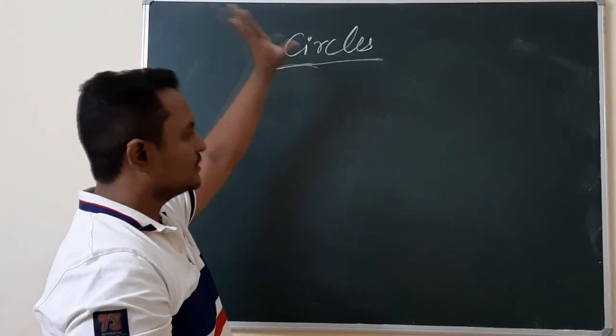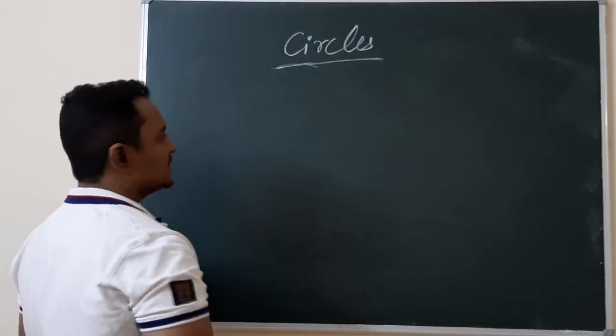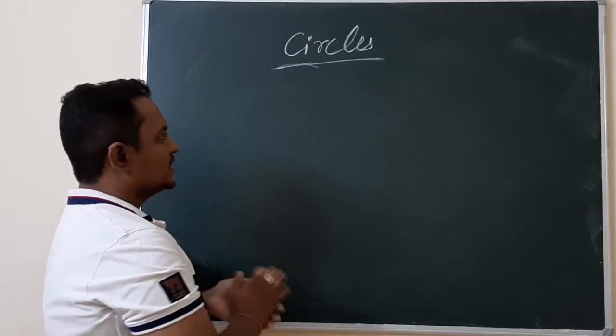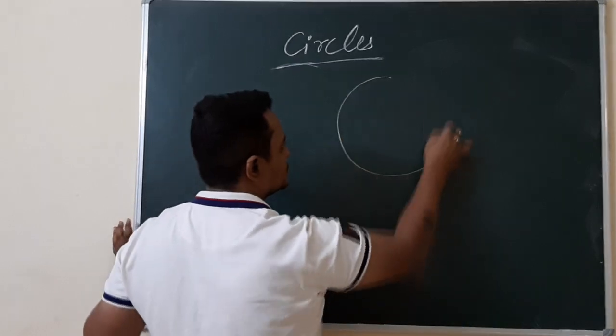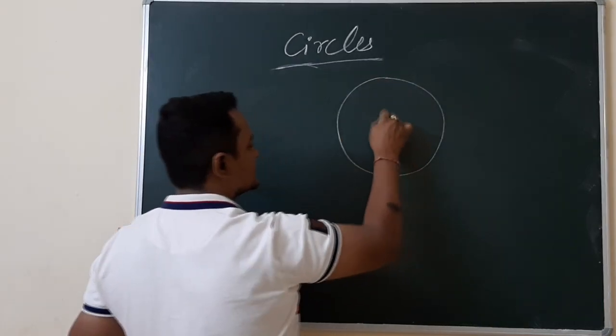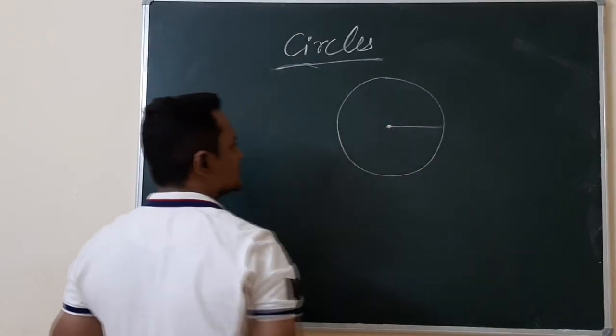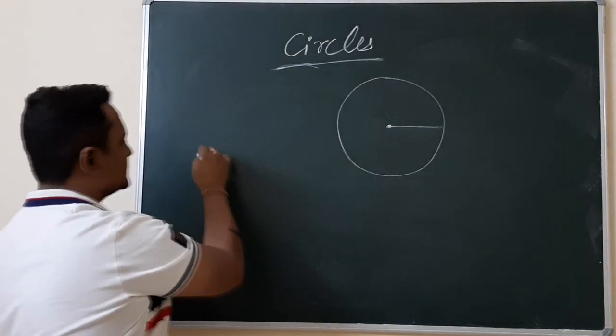Small, big, or very large also, it will definitely follow this name. So let us come back to your topic, which is circles. As we know, there is a circle, there is a center, there is a radius. Let us talk about the interaction.